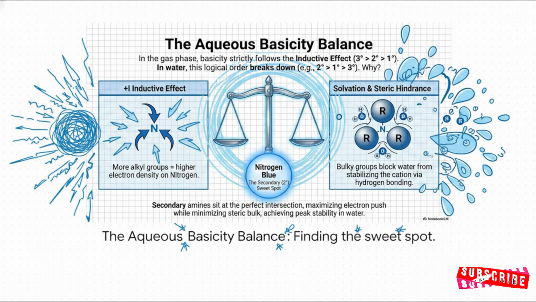Suddenly, secondary amines hit this perfect Goldilocks zone. They have just enough electron push from the carbons, but not too much steric bulk blocking the stabilizing water molecules. Think about it. If you pack way too many bulky groups around the nitrogen, like you see in a tertiary amine, water physically cannot get in there to stabilize the cation. Secondary amines sit right in the sweet spot, achieving peak stability in aqueous solutions.